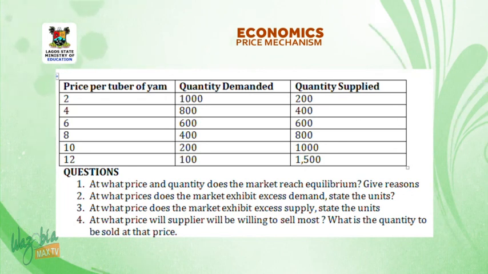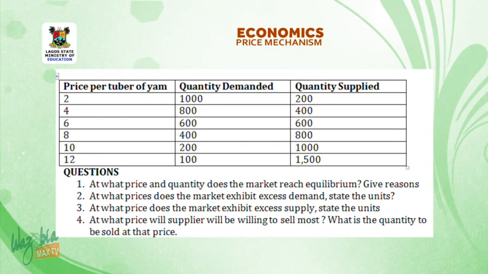Quantity demanded are 1,000, 800, 600, 400, 200, 100. Quantity supplied are 200, 400, 600, 800, 1,000, 1,500. Questions now.